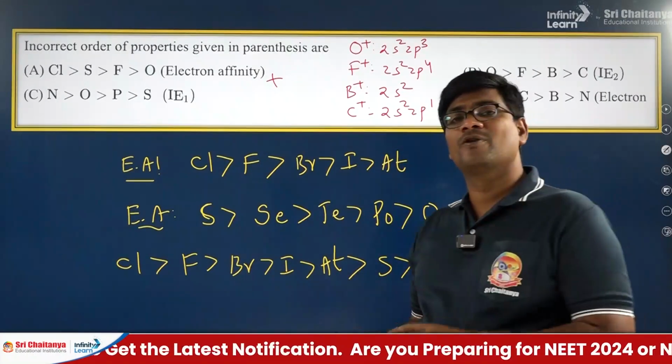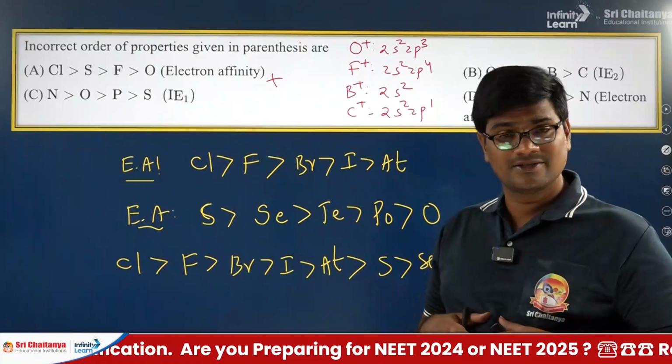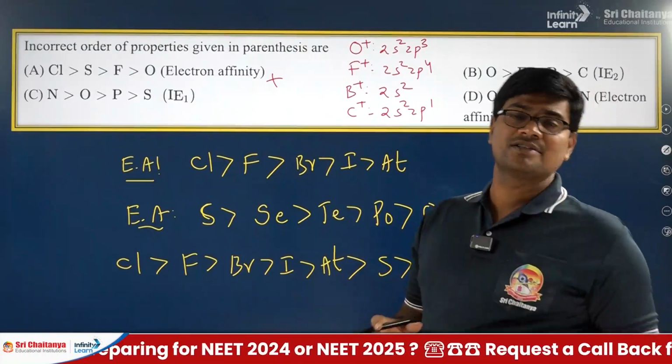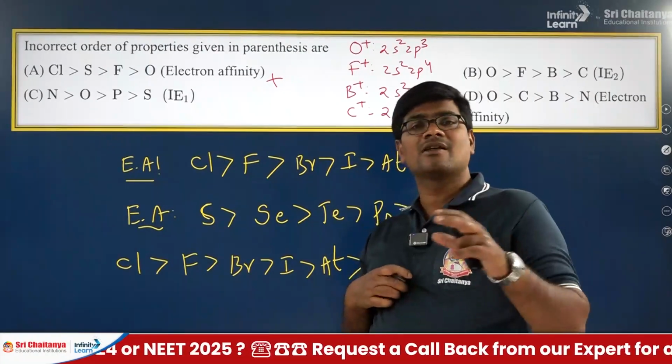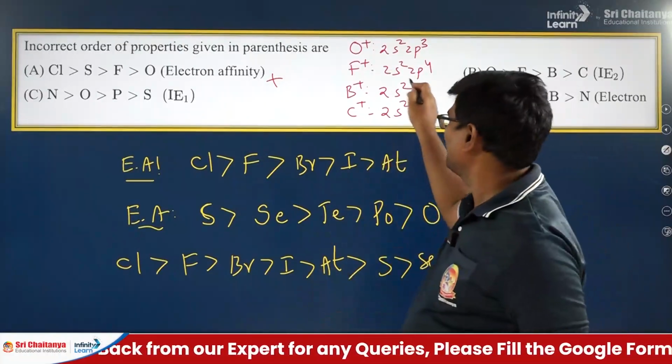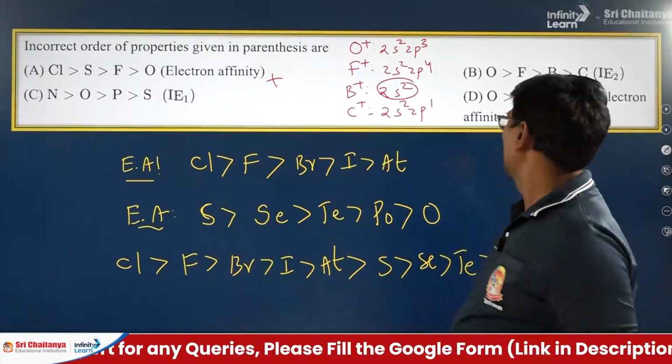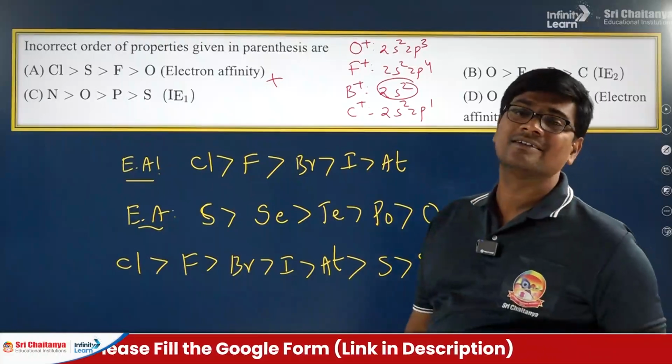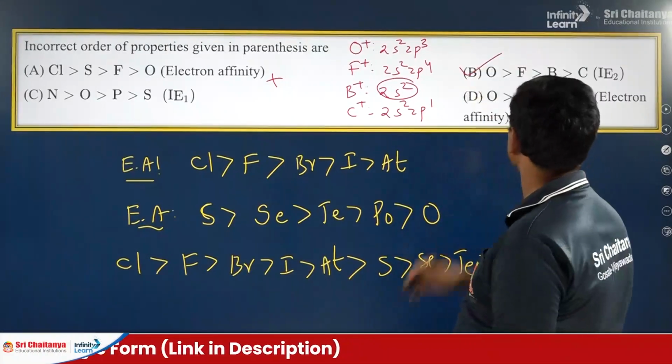After oxygen, we will get fluorine because effective nuclear charge, obviously we need to see that, is more for fluorine. So oxygen and fluorine. Then compare boron and carbon. Boron has a fulfilled orbital, 2s2. Therefore, boron is greater than carbon in case of ionization energy 2.